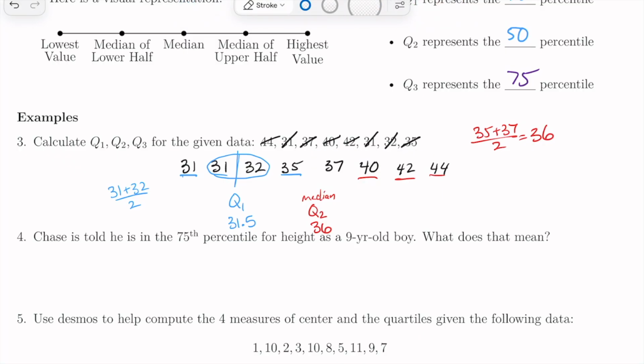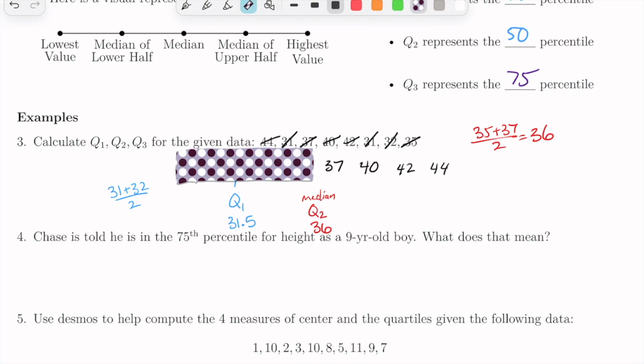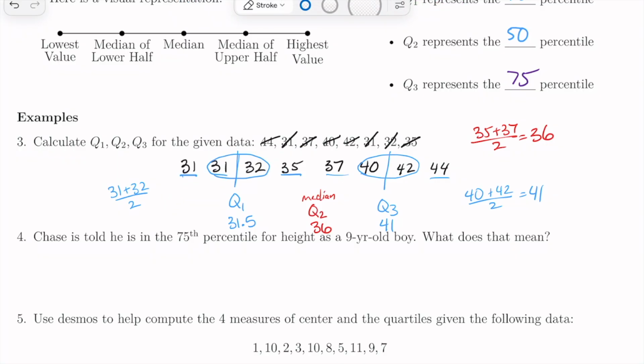Next, we'll look at the upper half of the data. Now we'll cover this up so we don't get confused by it. I need the median of these 4 numbers. Just like before, those would pair up, and we're finding the median of those 2. That's going to be our Q3, which comes out to be 41. Again, I did that in my head, but I got that by doing 40 plus 42 divided by 2. So that's how we find our Q1, Q2, and Q3 for this data set.